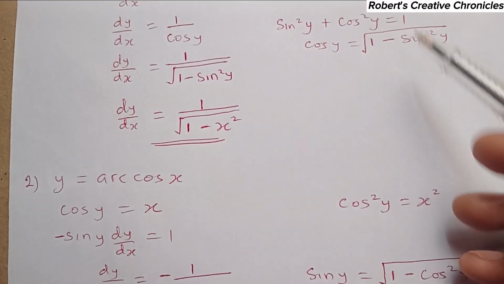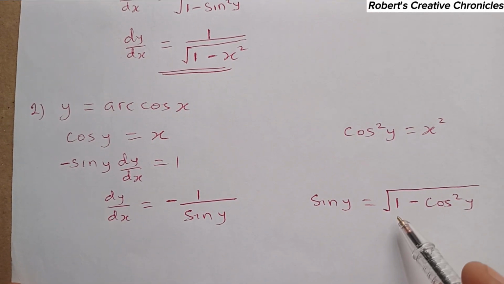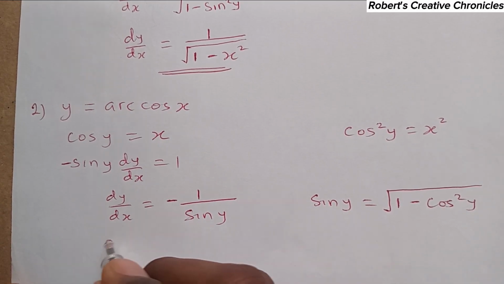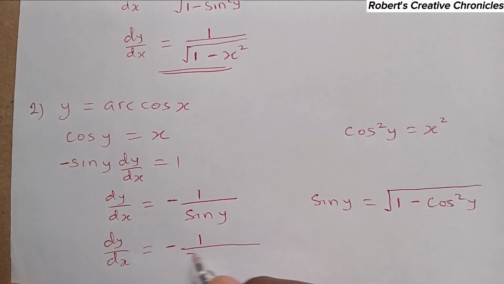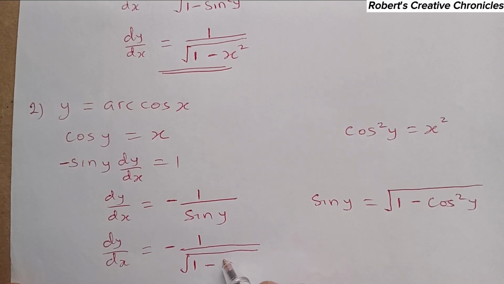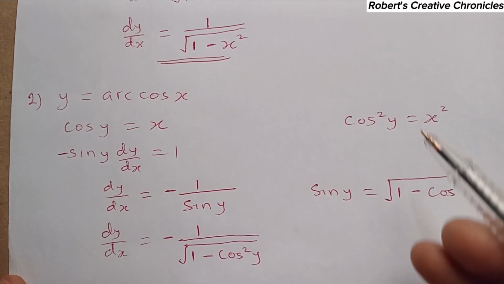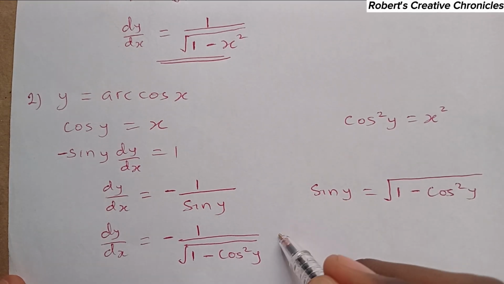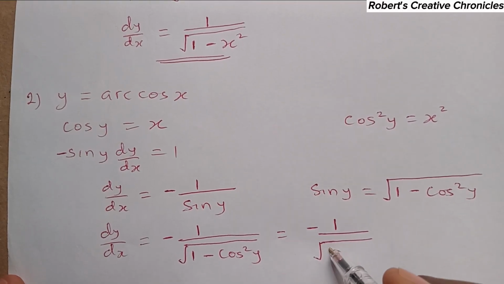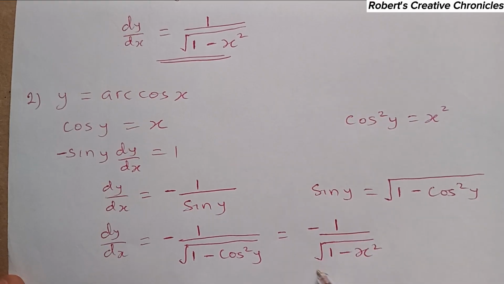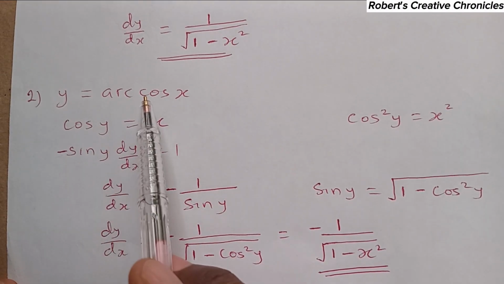From this above equation, you know this here. So we'll substitute it here. Dy over dx becomes minus 1 over root of 1 minus cos square y. So now we'll substitute this cos square y here to become minus 1 over root of 1 minus x squared. This is the derivative of cos inverse x, which is arc cos x.